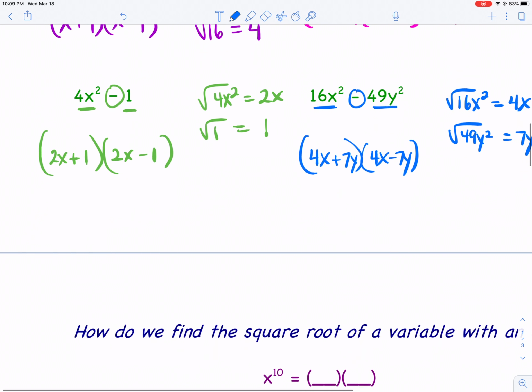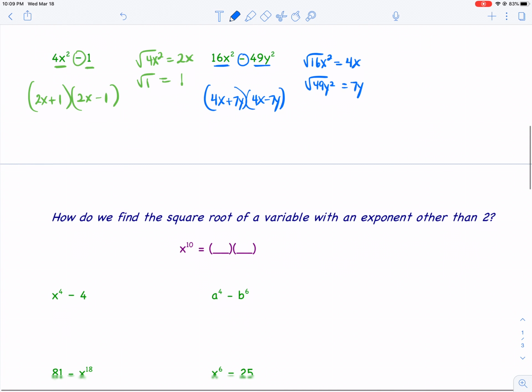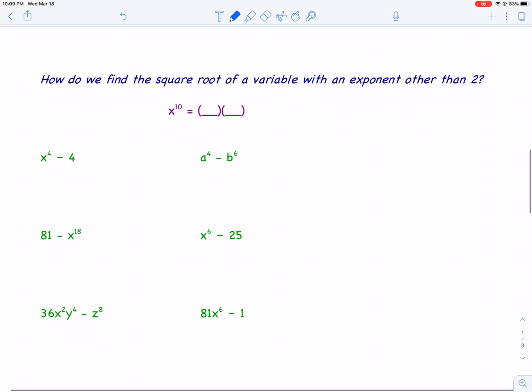Okay? Now we're just going to look at a few other examples where the power could potentially be over 2. For instance, x to the 10th power is a perfect square because there's a power that you can multiply by itself to get x to the 10th.